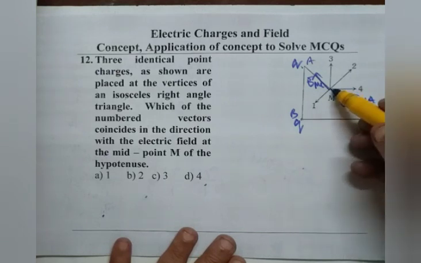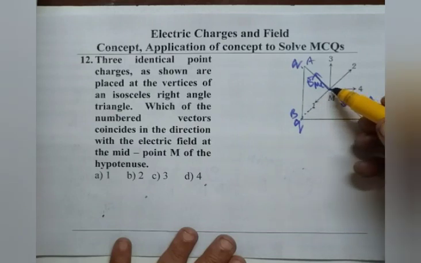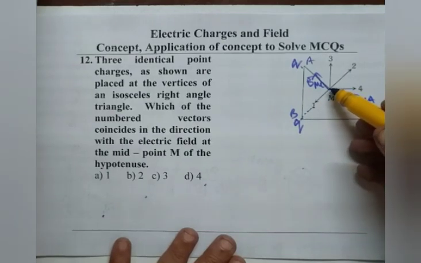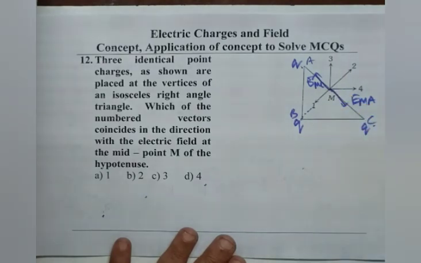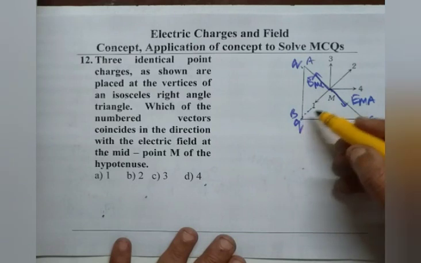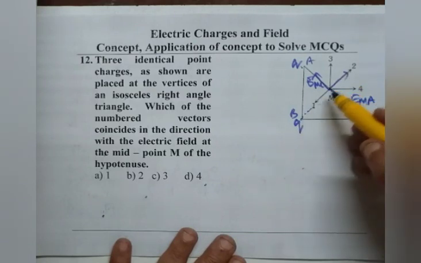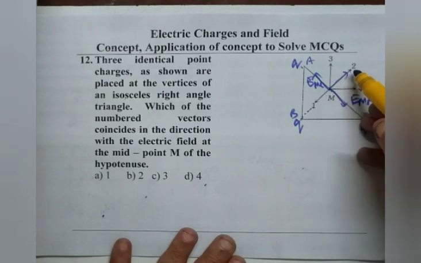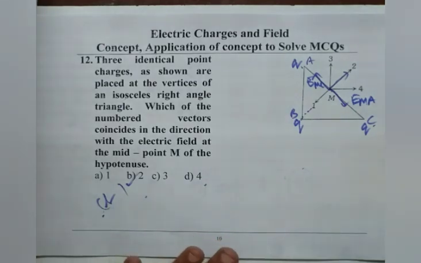And as M is the midpoint and it is an isosceles right angle triangle, the line from the midpoint M should pass through B, and therefore the field due to this will be along the direction joining the charge and M. Therefore, it is along 2. Option B is right.